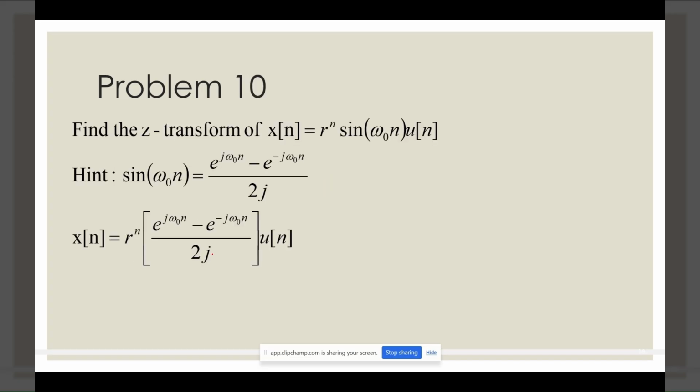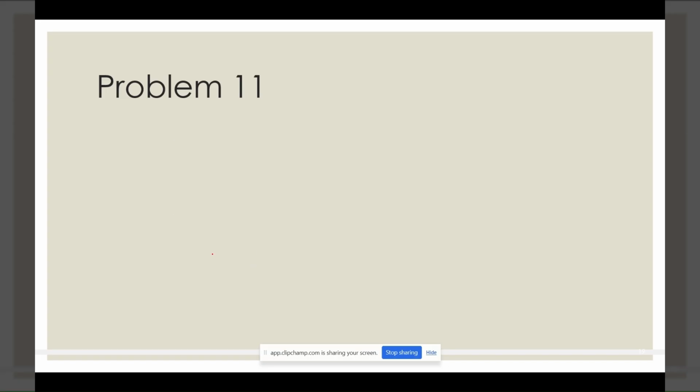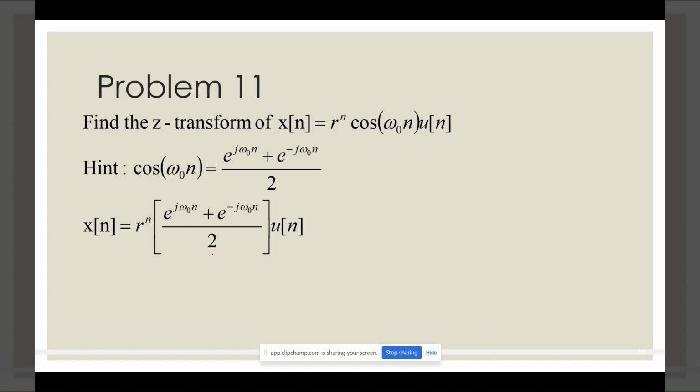A few problems for you as a task: r power n sine omega naught n u of n, which you can try. Similarly, r power n cos omega naught n u of n is another task for the day. You can try and solve it.